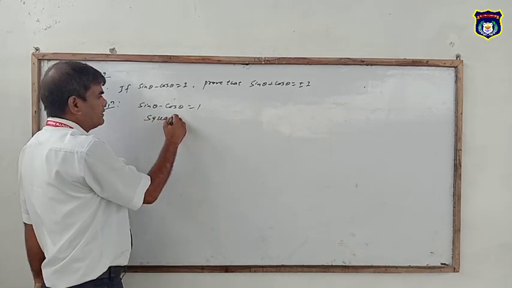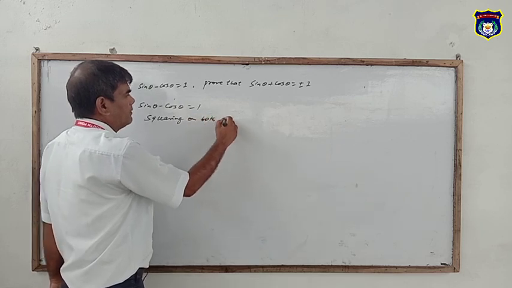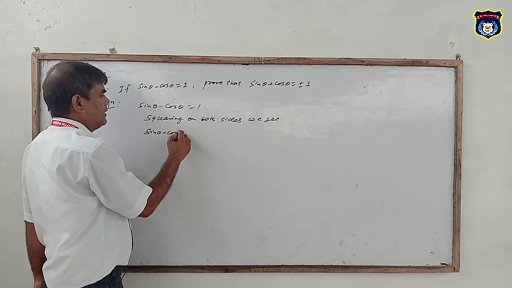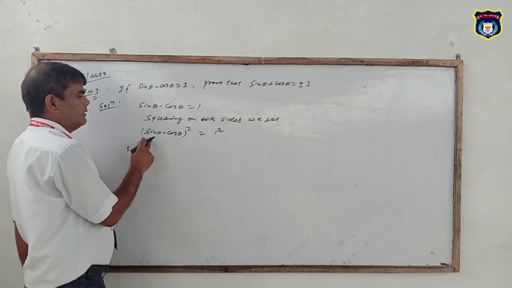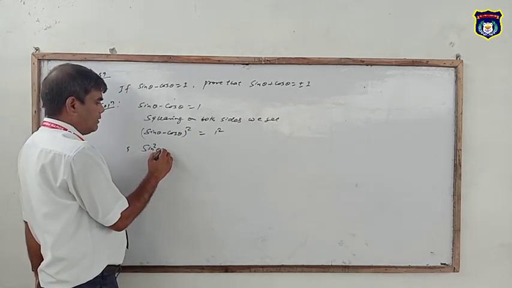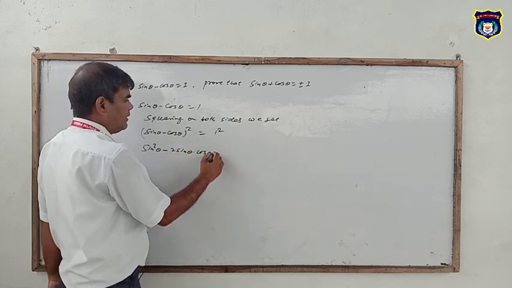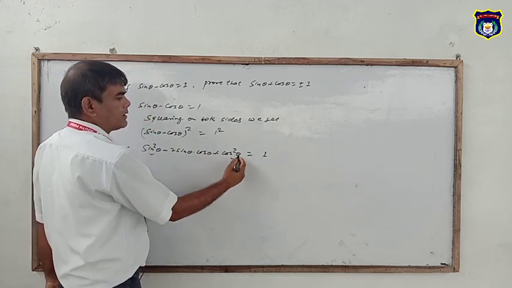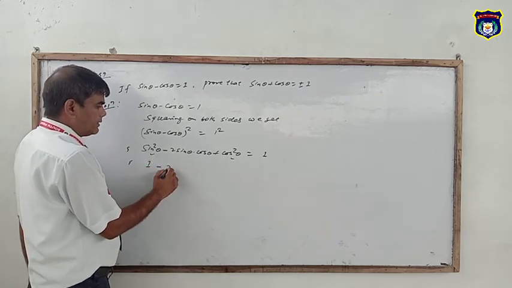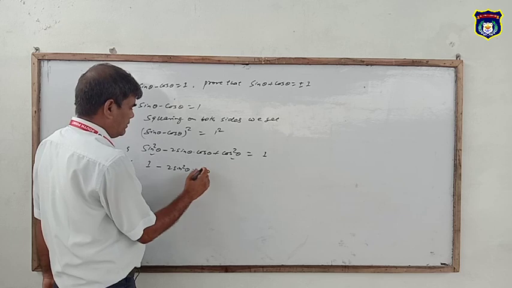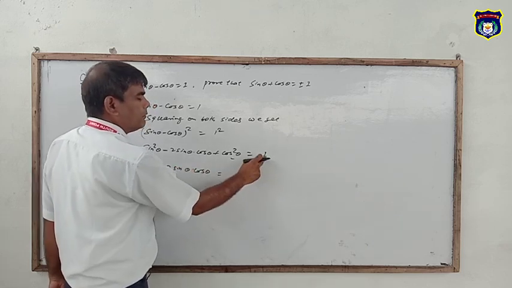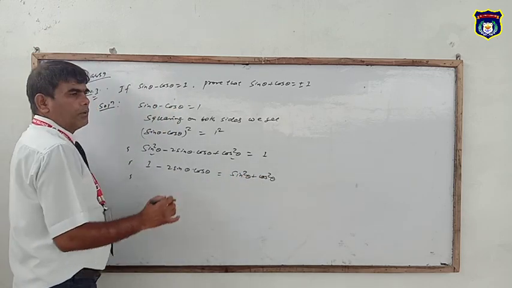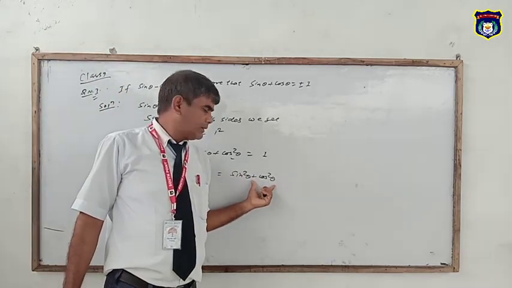Squaring on both sides. (sin theta minus cos theta) whole square is 1 square. (a minus b) whole square is a square minus 2ab plus b square, so sin square theta minus 2 sin theta cos theta plus cos square theta is equal to 1, or sin square theta plus cos square theta is 1, minus 2 sin theta cos theta, or 2 sin theta cos theta is equal to 1 minus... the value of sin square theta plus cos square theta, the formula of this is 1.